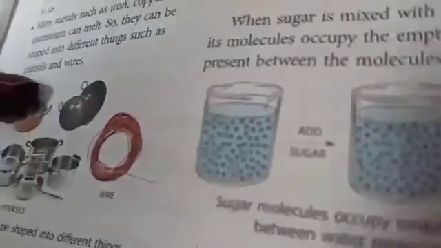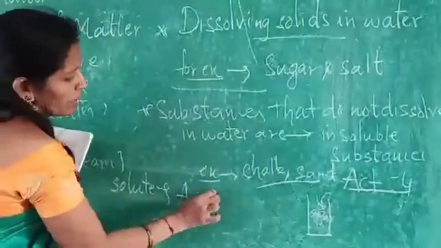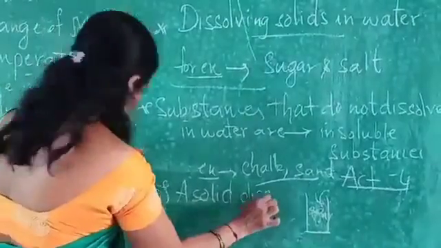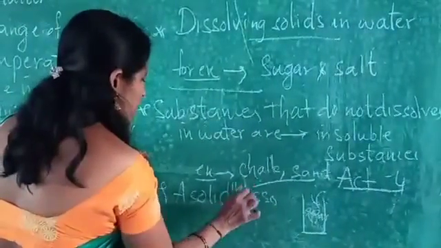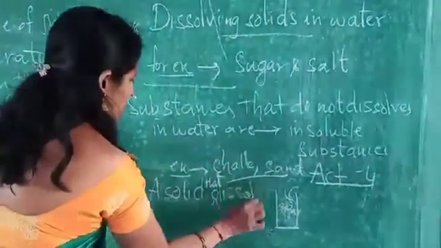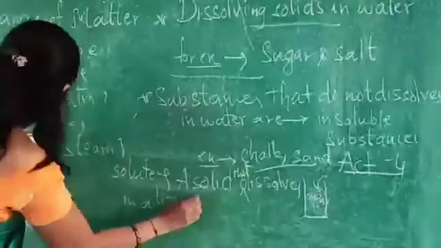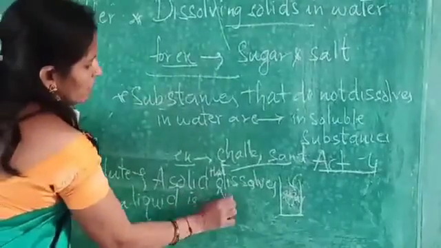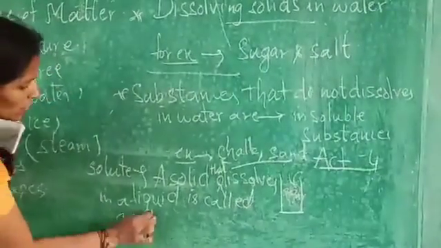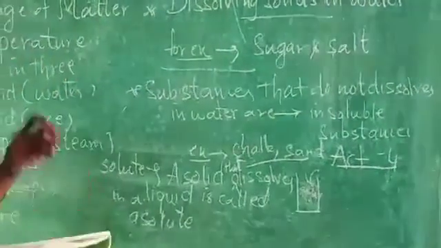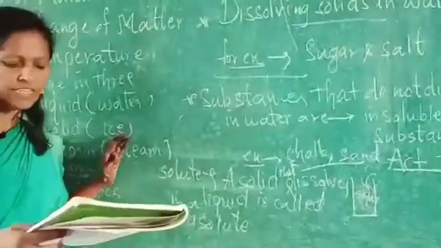So a solid that dissolves in a liquid is called a solute. Now we are learning about solute. What is a solute? A solid that dissolves in a liquid is called a solute.